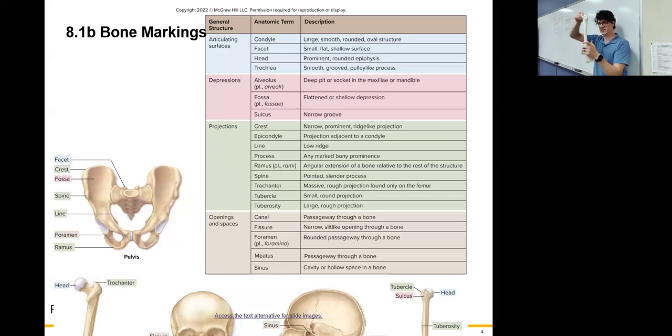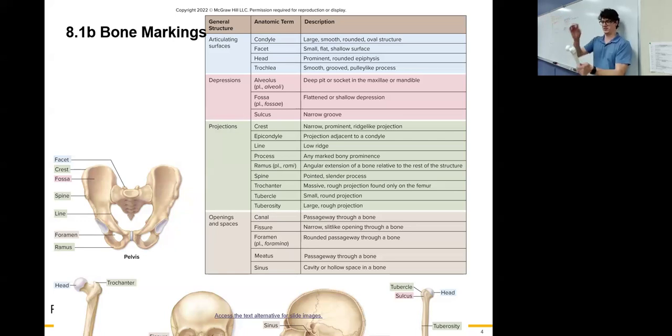Now, we're going to name these based off of this chart. This one is a prominent rounded structure for articulation. So based off of that, what do you think of those four definitions will apply? Is it going to be condyle, which says large, smooth, rounded, oval structure? Kind of, not really. Small, flat, shallow surface? Definitely not that one. What about prominent rounded epiphysis? That one. It's that one.